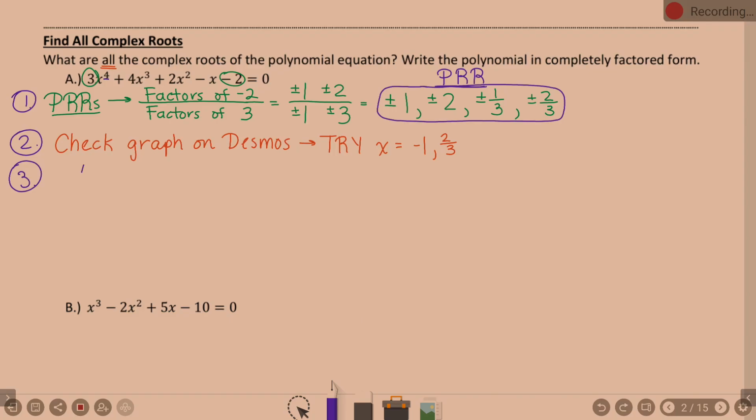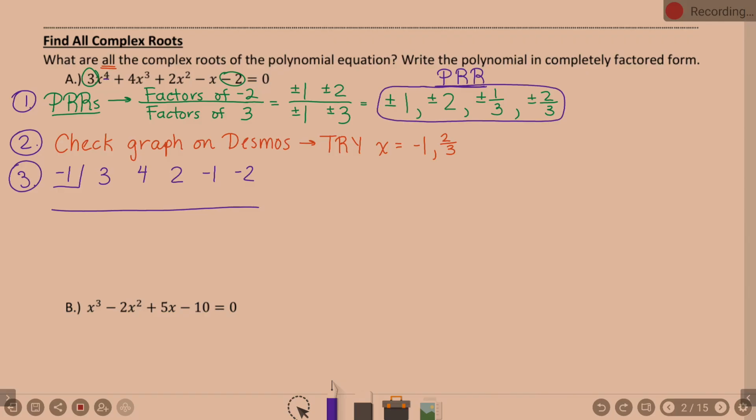Okay, so let's set up synthetic division. I personally am going to take the -1. I feel more confident about the -1. It's a nice, neat number to work with. What list of numbers go beside -1? 3, 4, 2, -1 and -2. Did you check? Are all your place values covered? Okay. And we know how to do synthetic division by now, right?